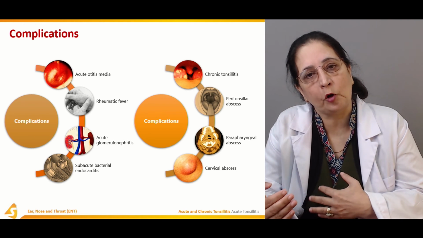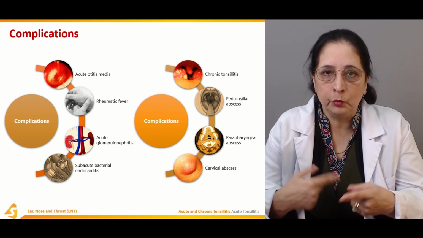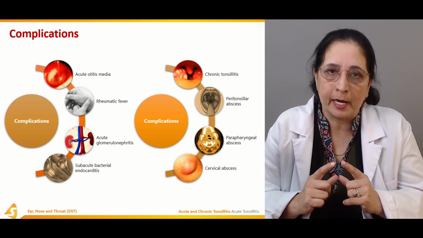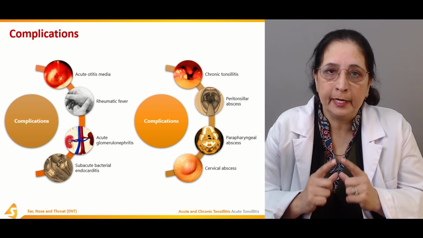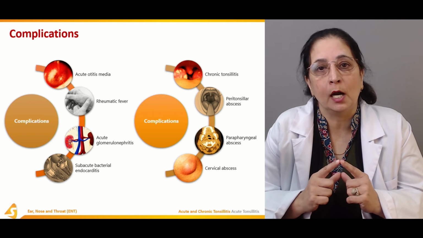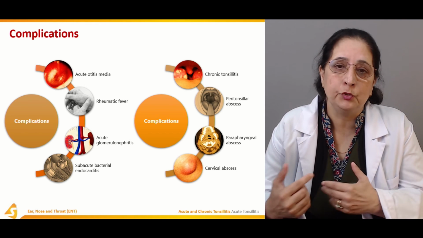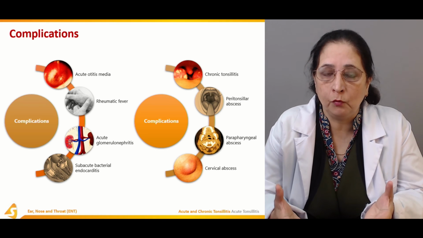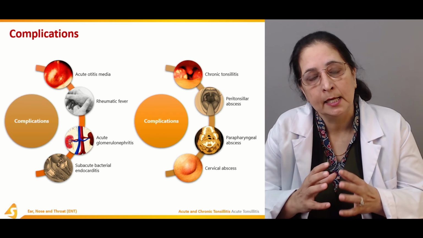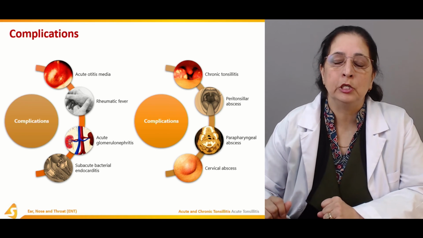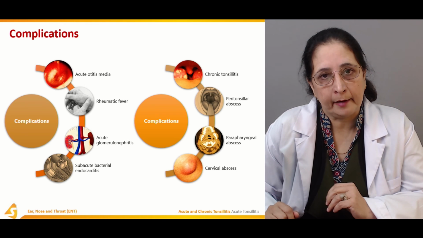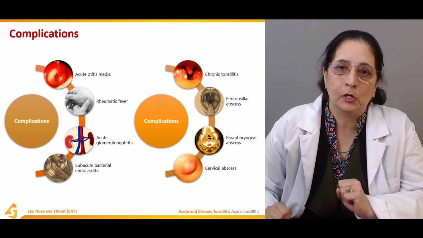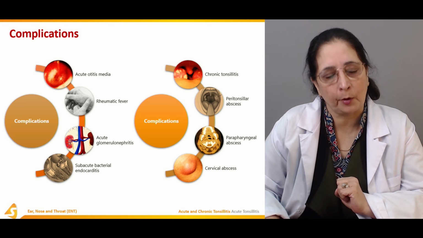It can become chronic tonsillitis due to recurrent acute attacks. There can be rheumatic fever. Subacute bacterial endocarditis can occur, leading to the heart murmur. Then we have kidney involvement, glomerulonephritis. Abscess formation around the tonsils and in the pharynx is also very common. So these are all the complications if tonsillitis is not treated properly.